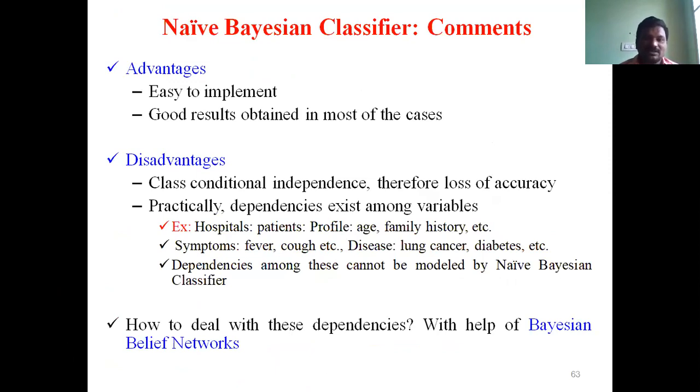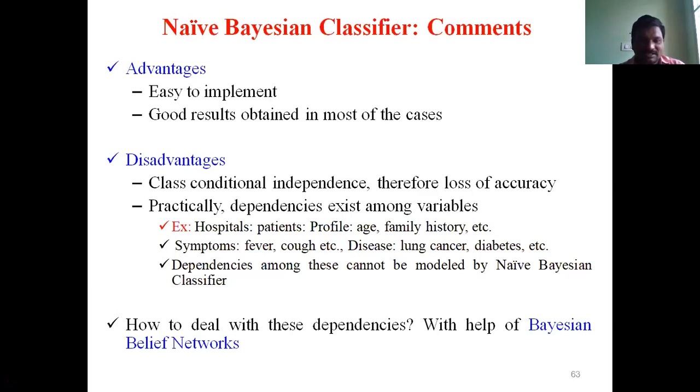Naive Bayesian classification, some comments. Advantages are there: easy to implement and good results obtained in most of the cases. What are the disadvantages here? The disadvantage in this case is class conditional independence. Therefore, loss of accuracy is there. In this case, dependencies exist among the variables. Examples: hospitals, patients, the profile, age, family history, etc.